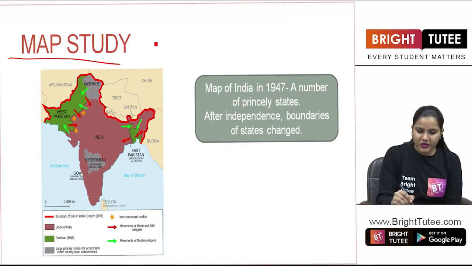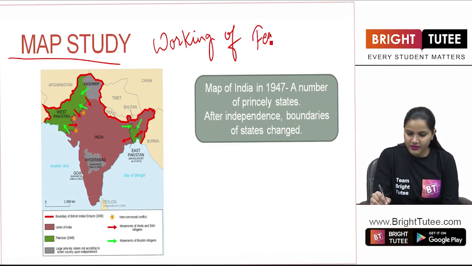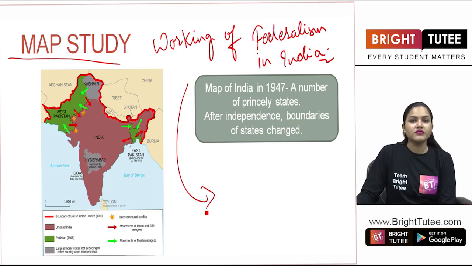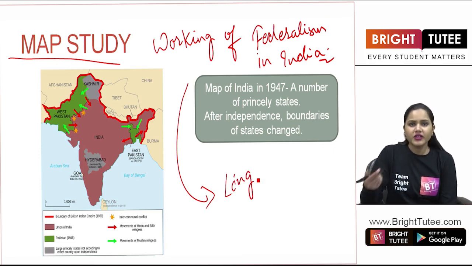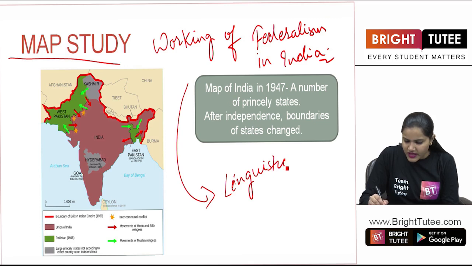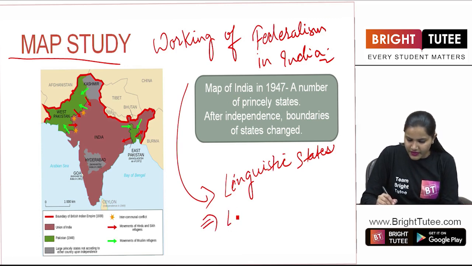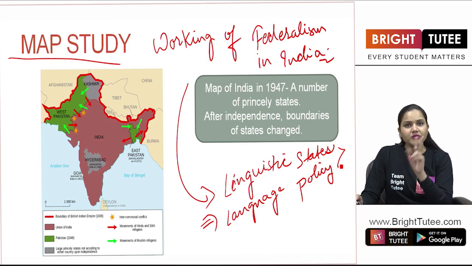Hello everyone. Now students, we were talking about the working of federalism in India. Now in this topic, we talked about two important things here. Now what were those important things? We talked about the formation or creation of linguistic states. We also talked about language policy. Am I correct? Yes, we discussed these two important points here.